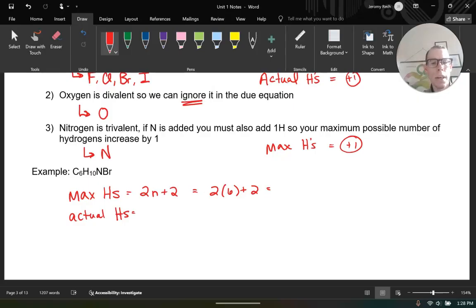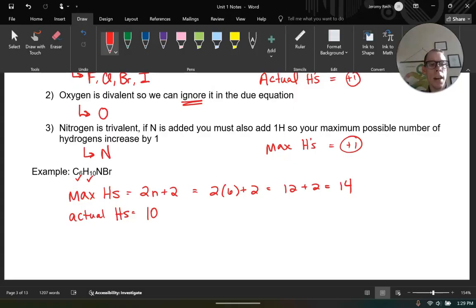6 times 2 is going to give us 12. 12 plus 2 is going to give us 14. So a 6 carbon system will be able to accommodate 14 hydrogens. And that takes care of our C6 part. Next, let's go through our actual number of hydrogens. There are 10 because it says there are 10. So that's nice and easy. That would be what we'd do for our normal hydrocarbon.